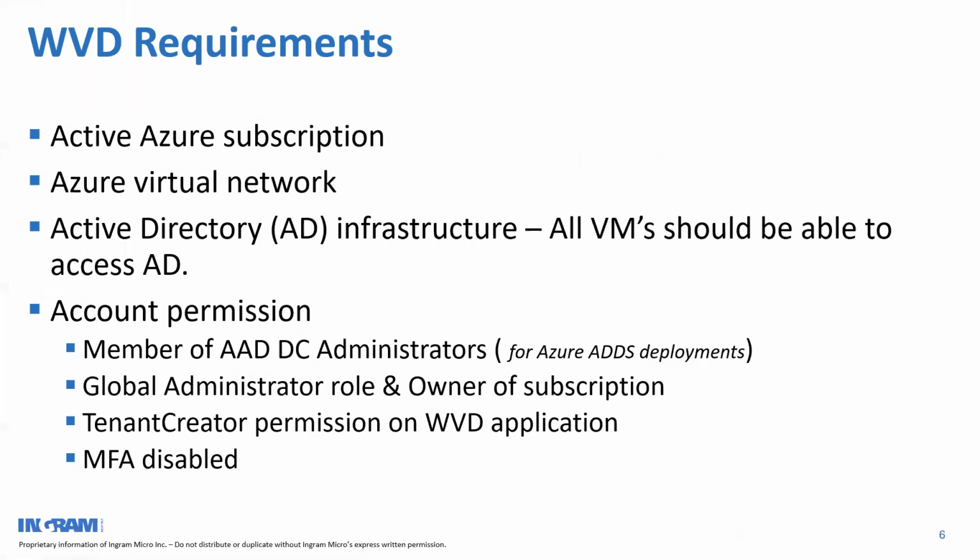Either you can have a traditional Active Directory running on a Windows VM, or you can use Active Directory domain services. Now, if you're using Active Directory domain services, the user has to be part of this special group called AAD DC Administrators group. The same user, whether you're using domain services or you're using Active Directory in a VM, has to be a global administrator.